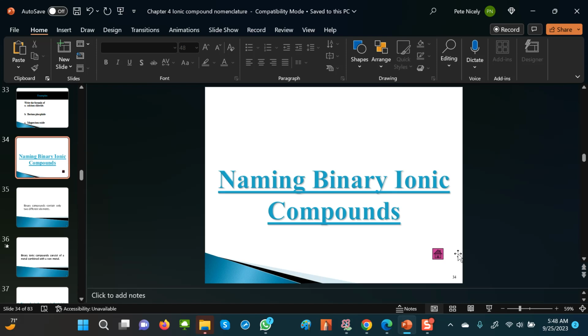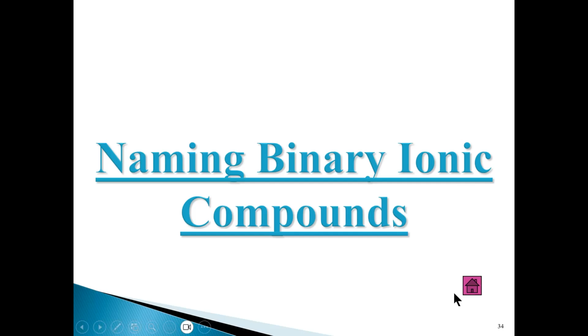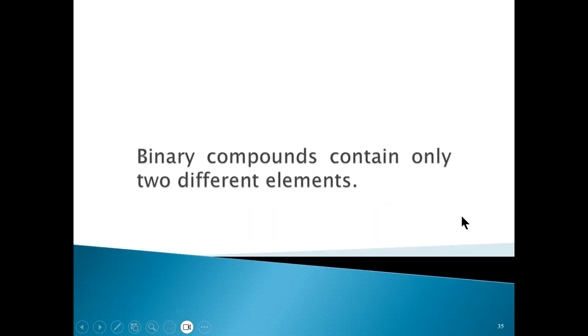So now we're going to get into how we name ionic compounds based on their formulas. And that's the reverse of what we just did in the previous video. But sometimes it can be a bit more complicated because of certain things we're going to discuss later on. All right, so let me make this larger and get into naming ionic compounds that are binary.